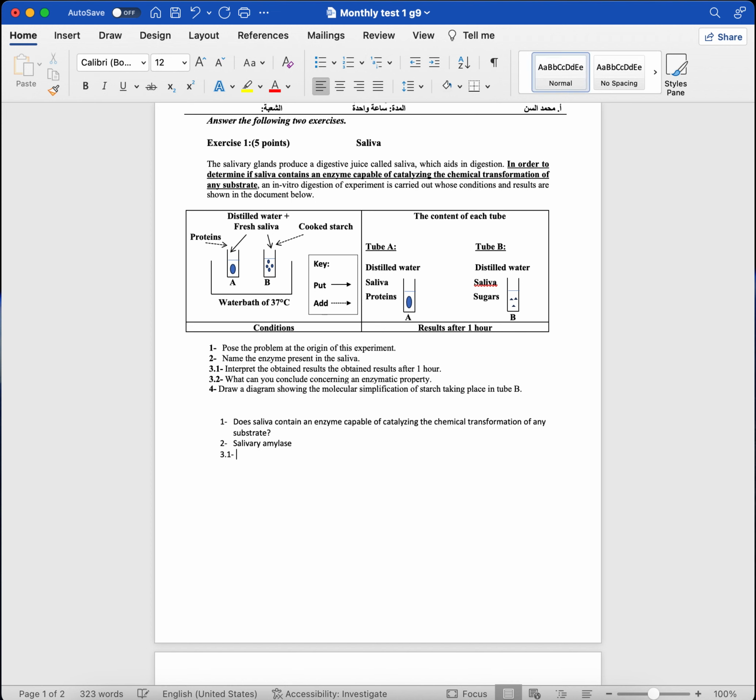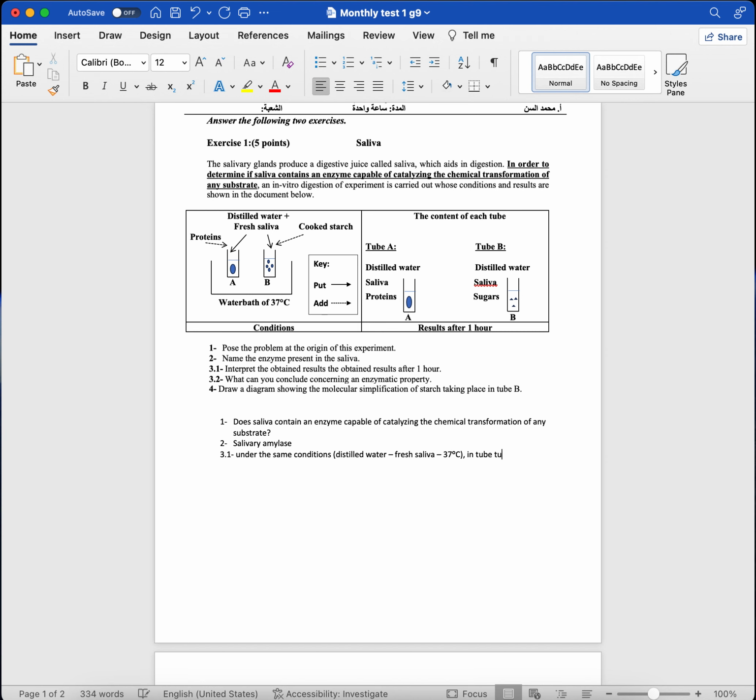3.1. Interpret under the same conditions: distilled water, fresh saliva, 1 hour, 37 degrees Celsius. خلاص we have to take it from here. And what adds only these common conditions.